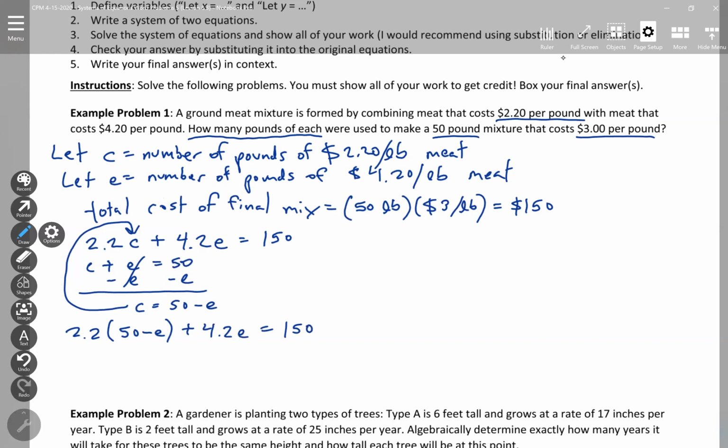And here we just need to solve this equation for E. So I'm going to distribute this 2.2. 2.2 times 50 is actually 110, and then 2.2 times E, so 2.2E. Notice we have a minus sign there, plus 4.2E is equal to 150. And then here we could subtract 110 from both sides.